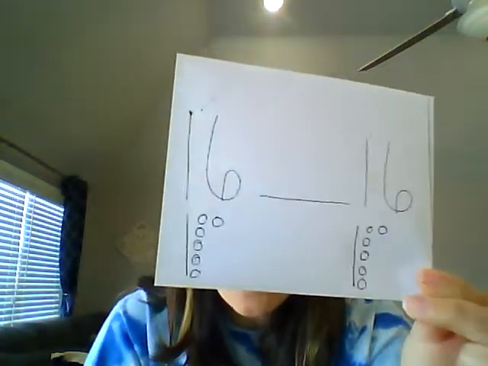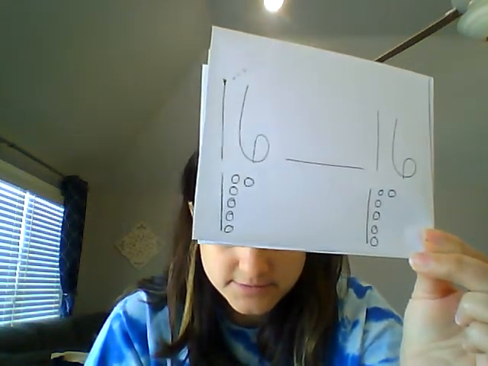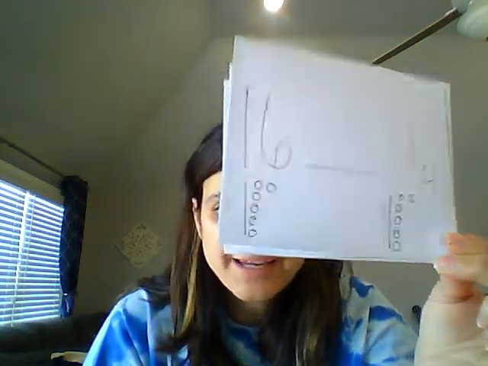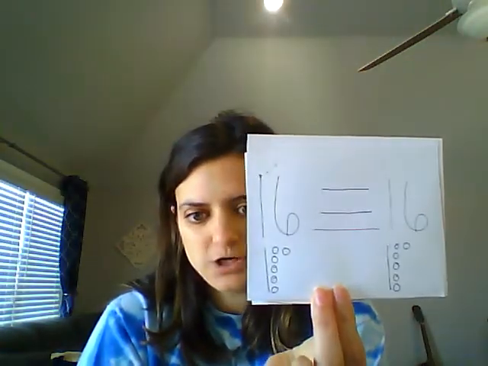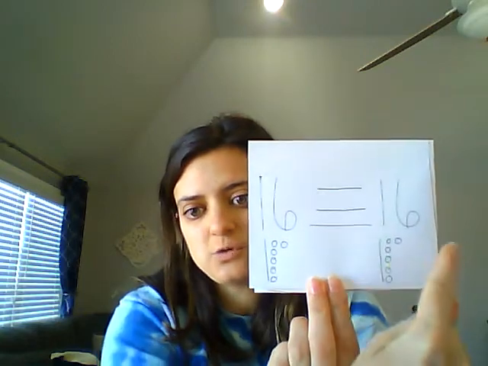So what do we know about these two numbers? They are what? Yeah, they're equal. They're the same. So on that line, instead of putting an alligator mouth, we're going to put equal to. So that would read 16 is equal to 16. Let's try another one.